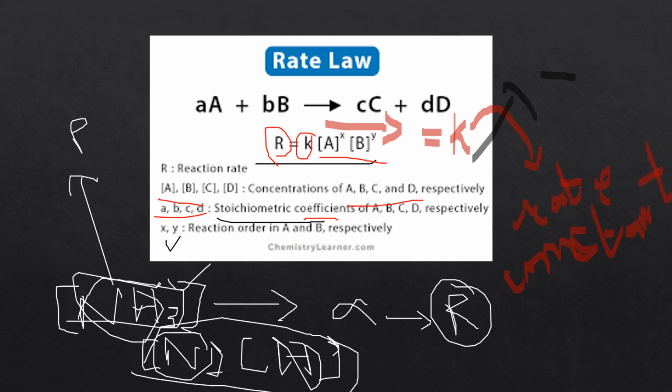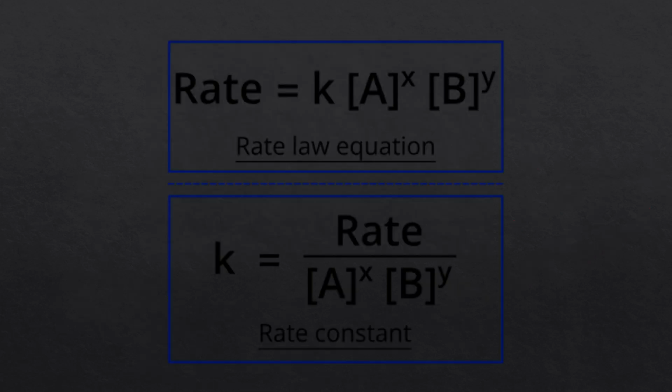And x, y are the orders of A and B. These basically mean the moles. If we get 2 moles, the order of the reaction is 2. If we have 3, the order of reaction is 3. That depends on the order. If we have to find the rate of reaction, this is the equation of the rate law. And if we have to find K, this is the formula to find K. And that's all about today's lecture. Bye bye.